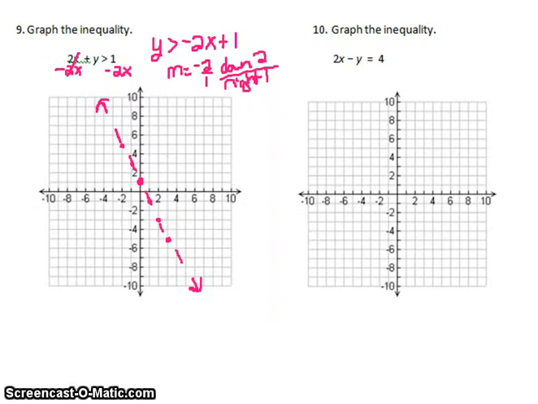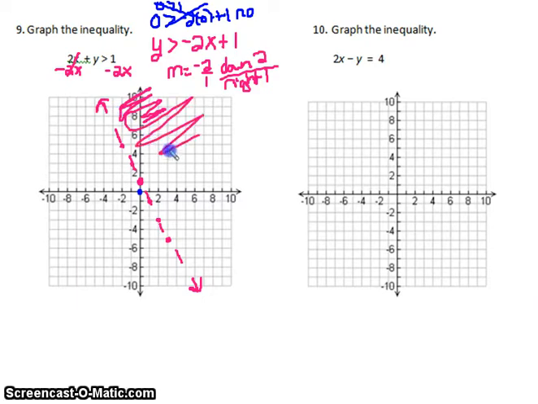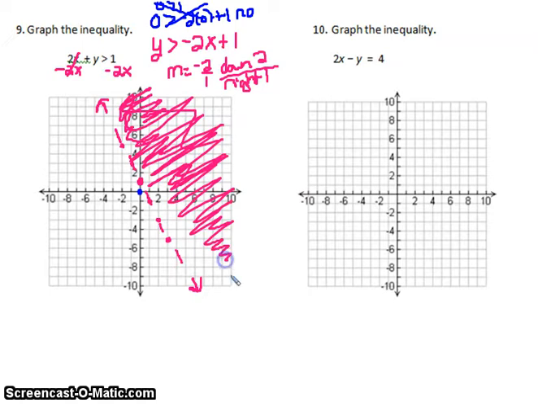We also need to check our 0, 0. Alright, here is 0, 0. So if I plug in, is 0 greater than negative 2 times 0 plus 1? Well, negative 2 times 0 is 0. And that would tell me that 0 is greater than 1. And that's not right. That's not working. So we aren't going to shade the side of 0, 0. We are going to shade this direction. So every single point on this side is going to make a true statement.